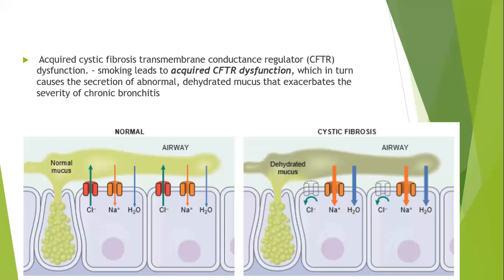So this exacerbates the severity of chronic bronchitis. This is like a new development: there is an acquired CFTR dysfunction in smoking. Next slide.